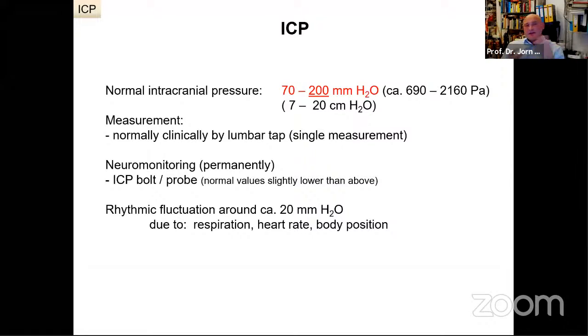So in general, the normal pressure is 70 to 200 millimeters water, or 7 to 20 centimeters water, or 690 to 2,160 pascals. The measurement is usually done, as we all know, by a lumbar tap, but in neuromonitoring, we can't just do lumbar taps all the time. So we have to put in a continuous measuring device, which is an ICP bolt. A lot of people will have heard about this. The ICP bolt will be inserted into the brain, and there the normal values are slightly lower than above, but they're roughly these measurements. We have rhythmic fluctuations. I'm not going to go into this because this is just physiology.